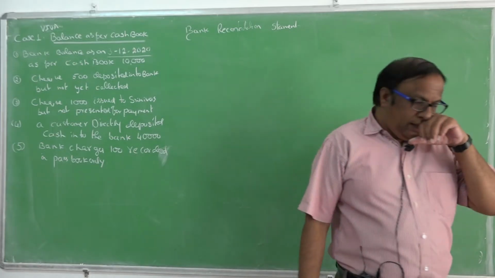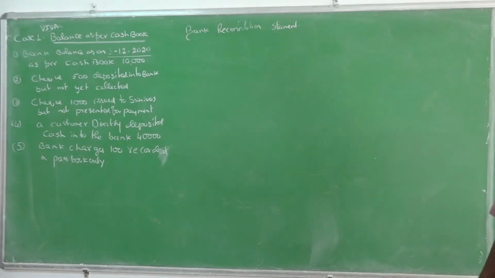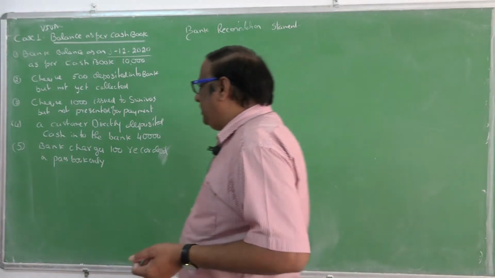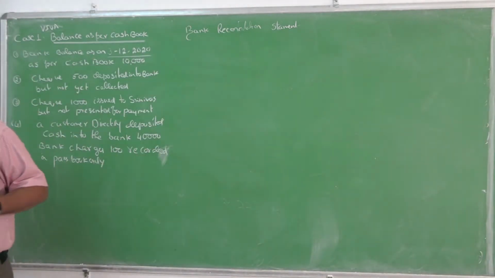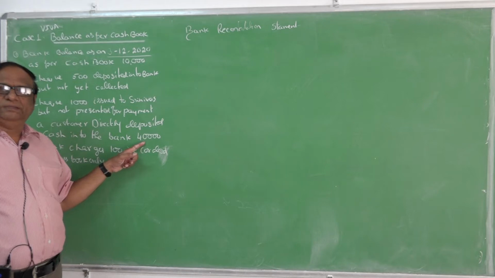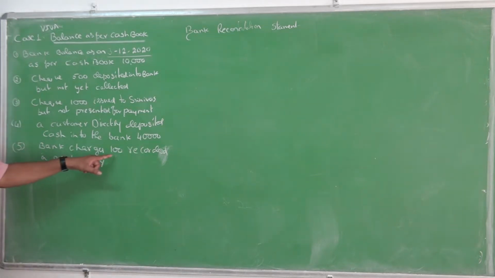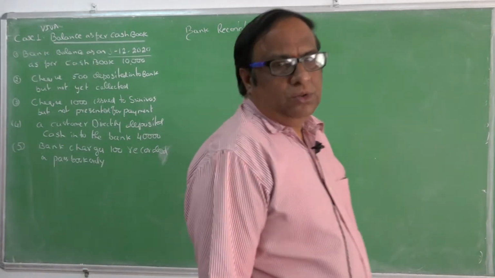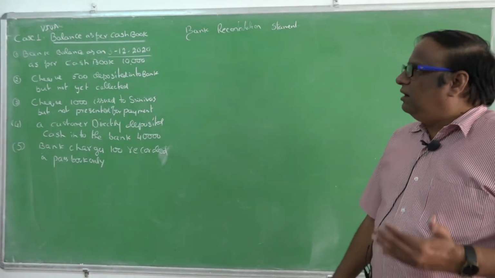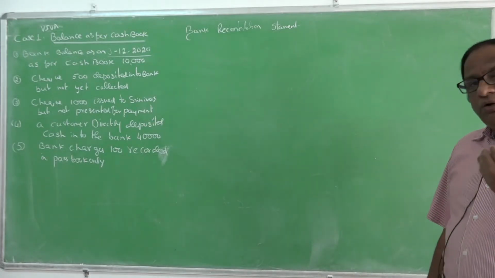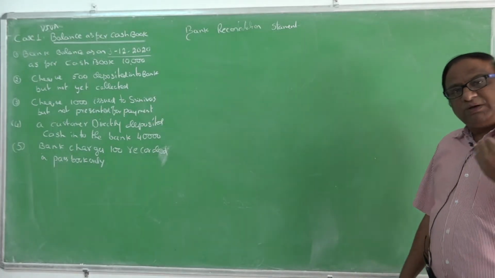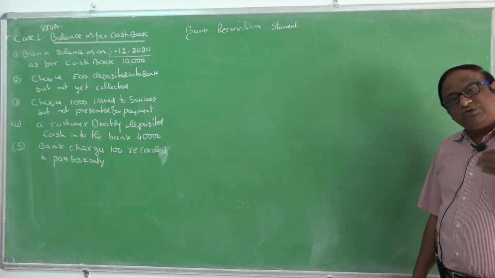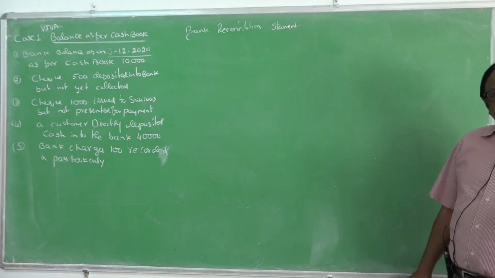Then one of the customers of our school, a parent, directly deposited his son's fees into the bank. Then bank charges of 100 rupees were recorded in the passbook only. These are the differences he found. So when he finds the difference, he has to find out the balance as per passbook. The passbook shows a different balance, but the cash book shows 10,000.